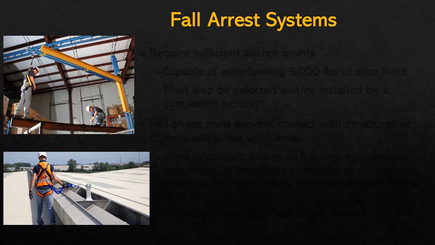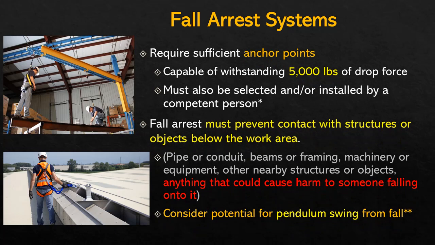A fall arrest system is a system. It has a lot of different components. One of the most important components of a fall arrest system is the anchor point. That's the thing that the lanyard is connected to that has to absorb a lot of force in order to protect workers. An anchor point has to be able to withstand 5,000 pounds of drop force.